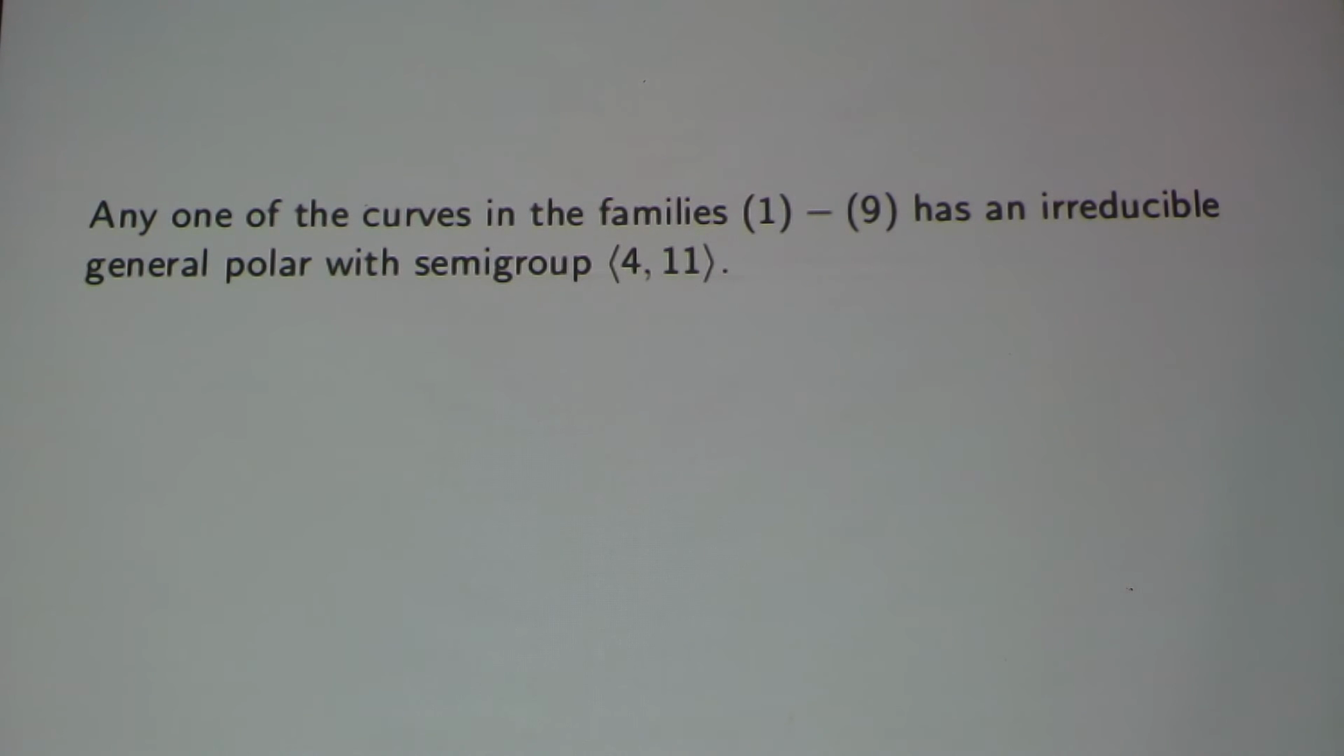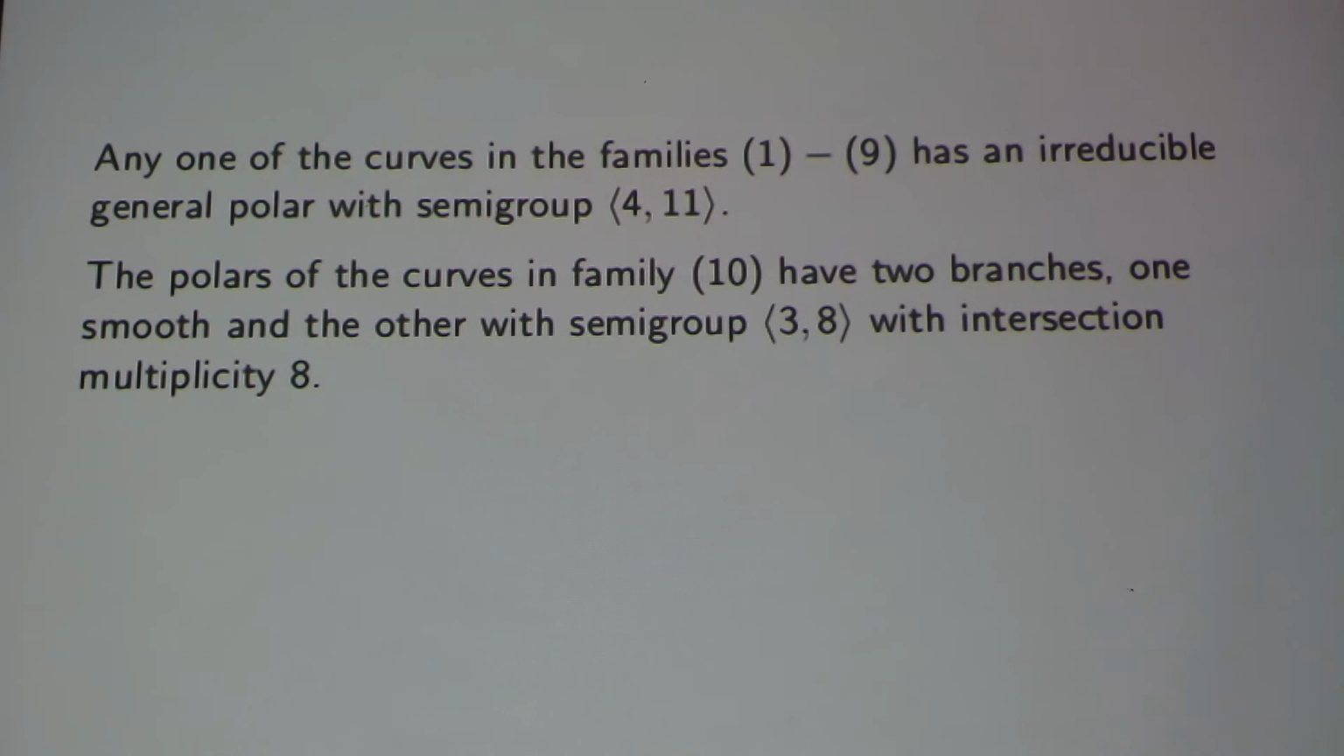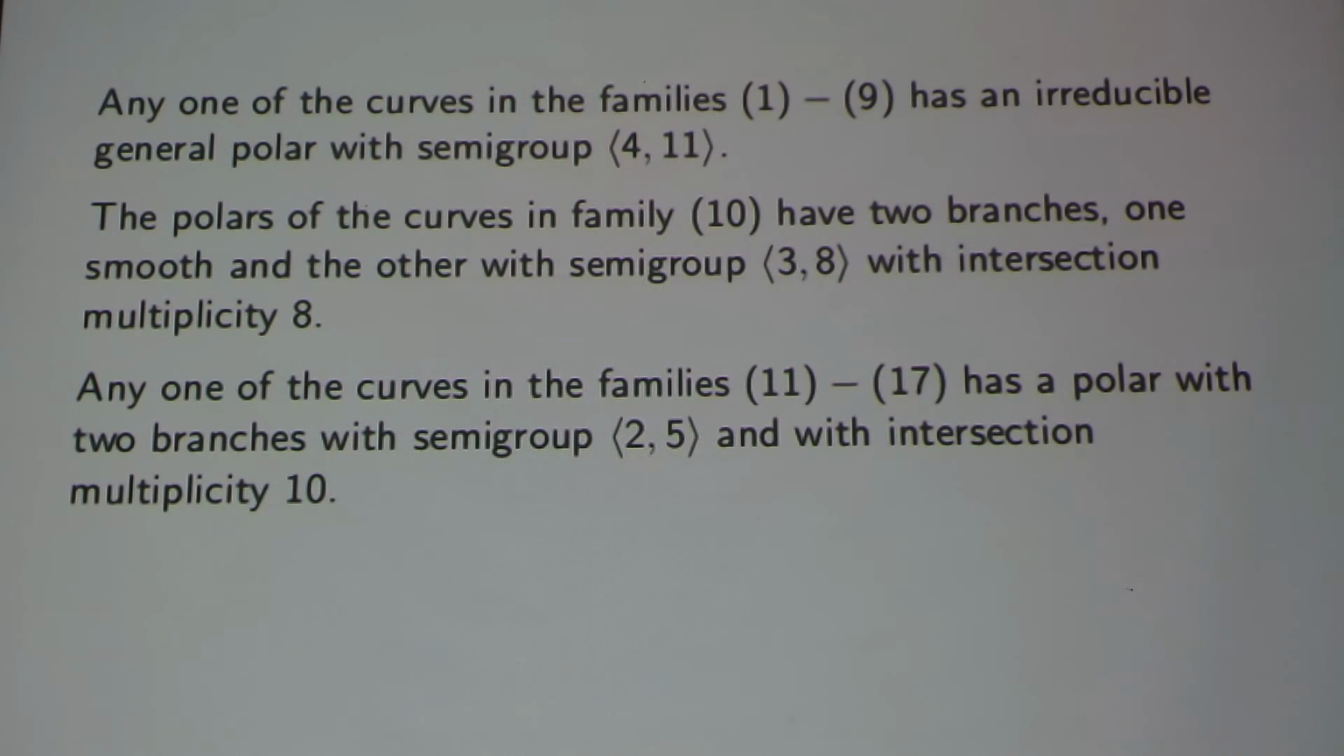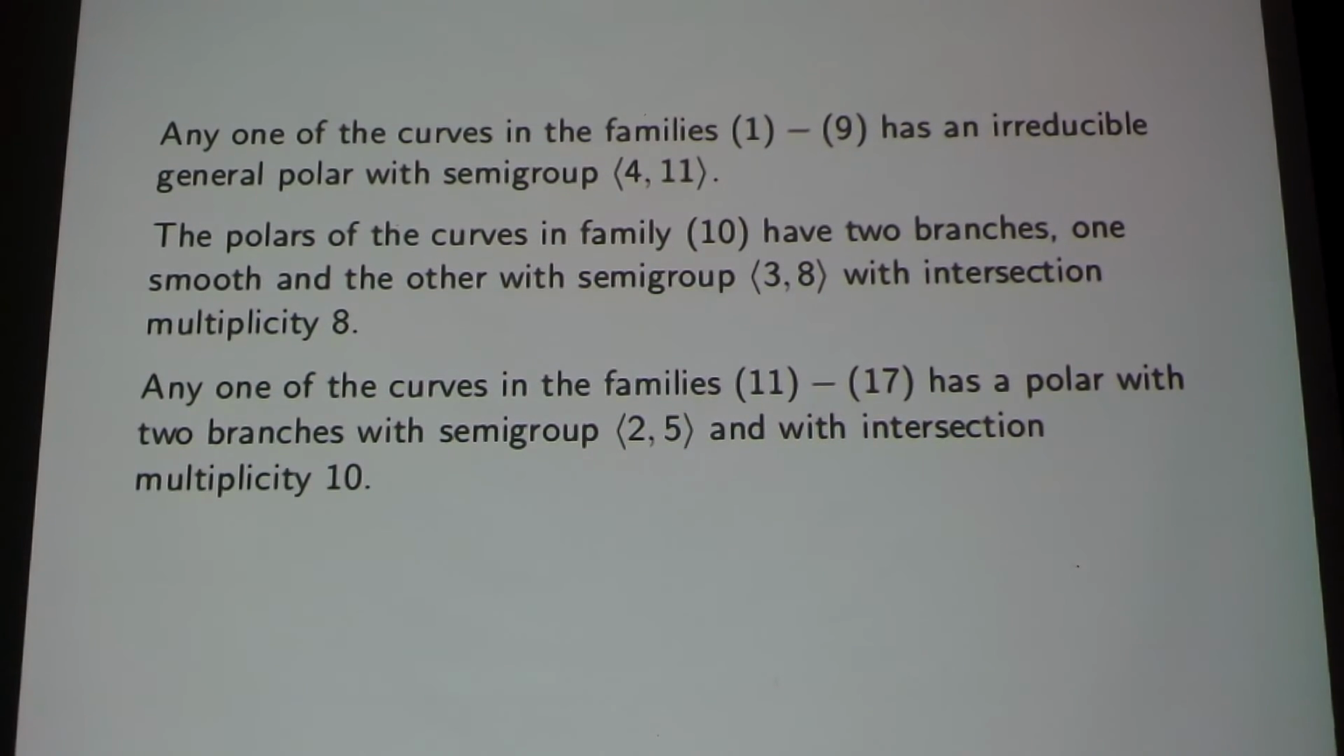Any one of the curves in the families 1 to 9, and this is a very easy computation, has an irreducible general polar with semigroup 4, 11. So all the families 1 to 9 are completely classified from the point of view of the topology of their polars. The polars of the curves in family 10 have two branches, one smooth and the other with semigroup 3, 8, with intersection multiplicity 8. So it determines the topology of the polar. Any one of the curves in the families 11 to 17 has a polar with two branches with semigroup 2, 5 with intersection multiplicity 10.